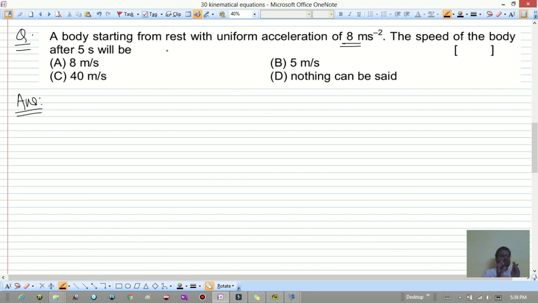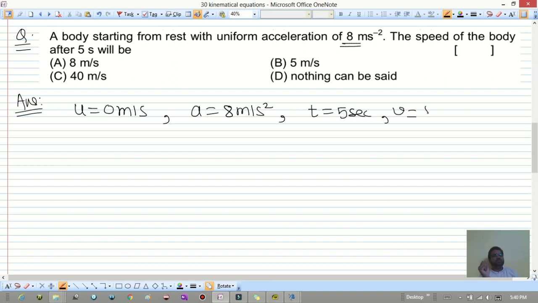Initially you need to understand the question thoroughly. Here, the body is starting from rest, which indicates the initial velocity is 0 meter per second, right? What is the acceleration given? Acceleration is 8 meter per second squared. Speed of the body after 5 seconds, that means t is equal to 5 seconds. What is the speed? That is v is equal to what?